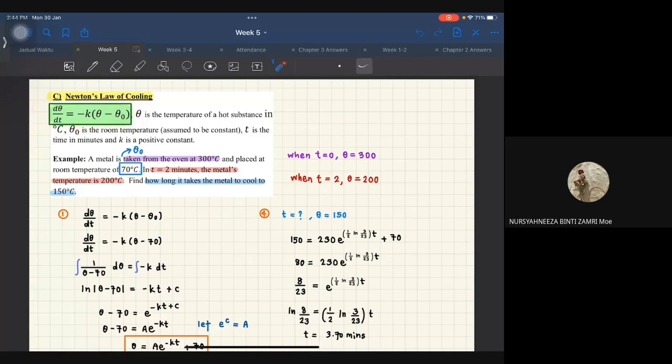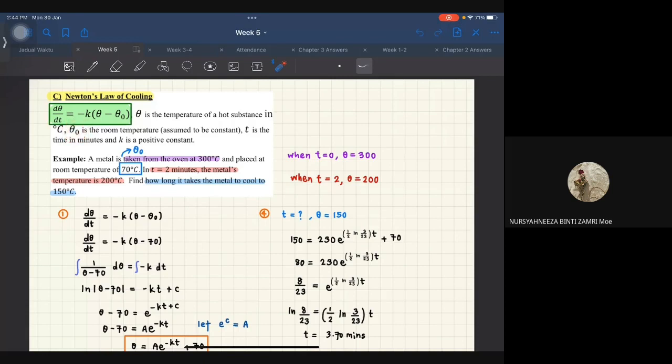Okay, and then seperti biasa kita akan baca soalan sampai habis and then we need to extract all the information given by the question lah. Okay, so kita ada, saya baca dulu bahagian atas ni. Okay, so dia cakap dekat sini awak ada satu equation and then theta is the temperature of a hot substance in degree Celsius. This one adalah temperature. Okay, and then theta naught is the room temperature. Okay, so soalan dia memang akan sebutlah what is your room temperature.